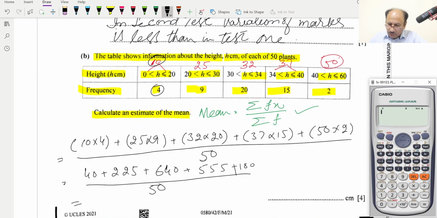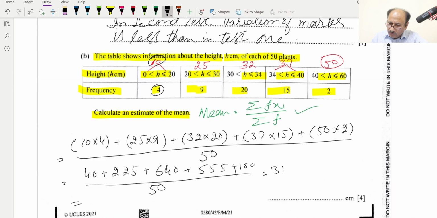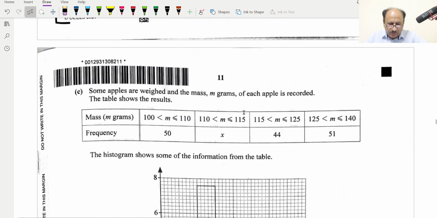So this will be the fraction 40 plus 225 plus 640 plus 555 plus 100, divided by 50, which will be equal to 31.2. This one I will write properly. This is 100. Okay, so 31.2 will be in centimeters. This will be our final answer.